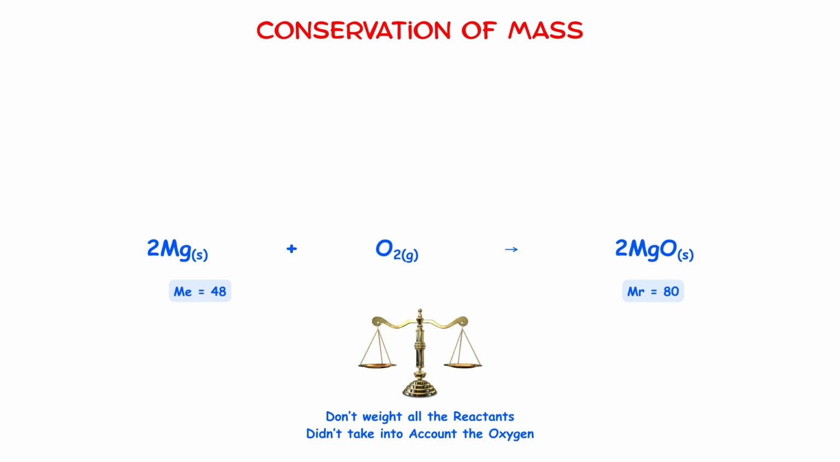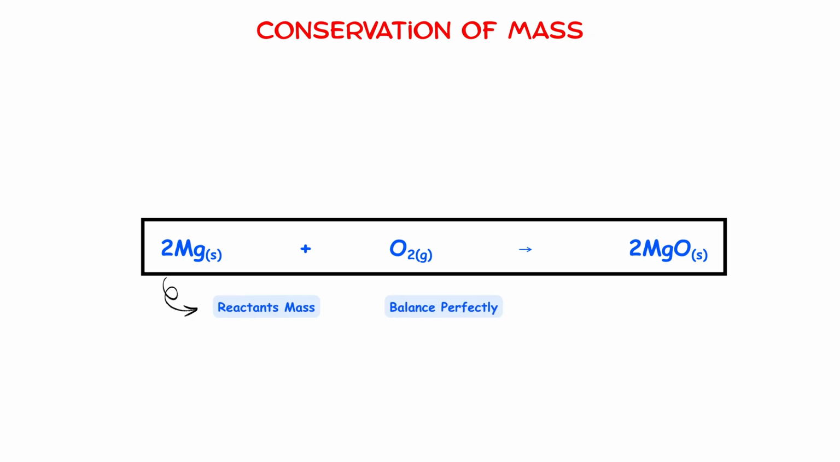In such a setup, the gas is trapped along with the other reactants, and when we measure the mass of the system, we are measuring the mass of everything involved, both the solid magnesium and the gaseous oxygen, so the principle of conservation of mass holds perfectly.